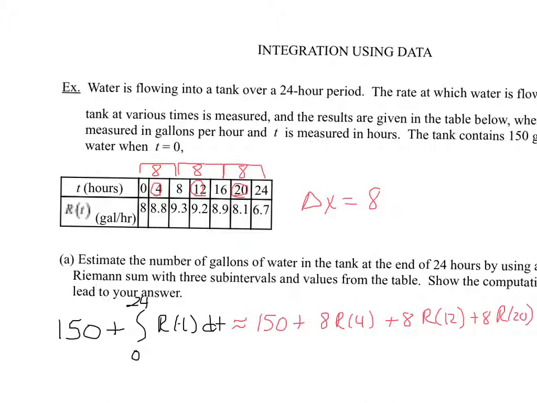Before you actually plug in values, it's a good idea to put your R4, R12, R20, because sometimes it's easy to pick up the wrong value from the table, but this shows that at least you knew which value you were supposed to get. You knew the time that you were supposed to get it. So this is 150 plus 8 times 8.8 plus 9.2 plus 8.1.